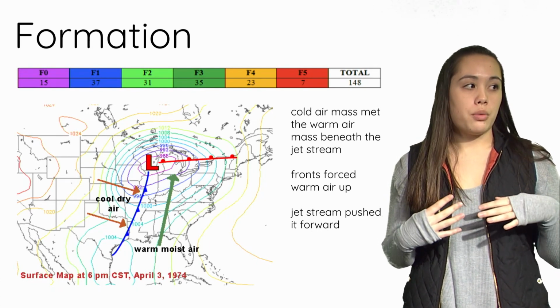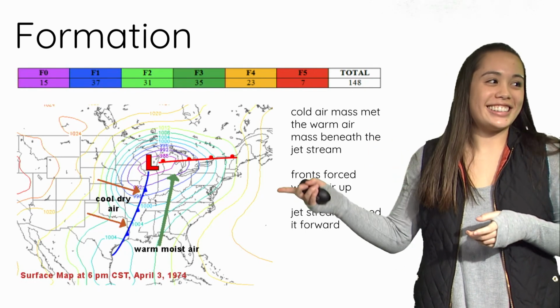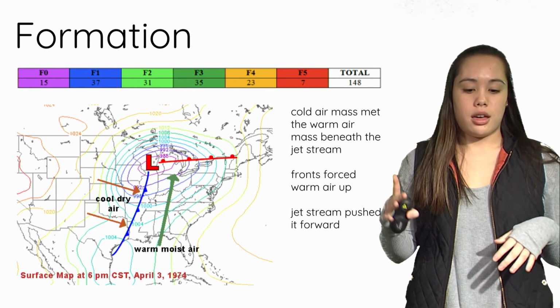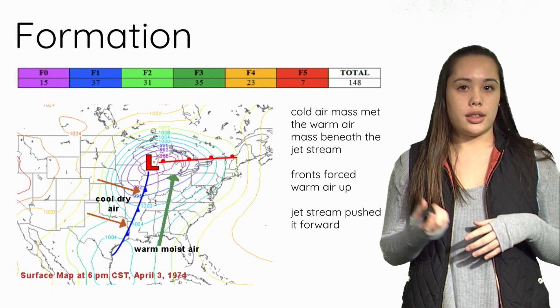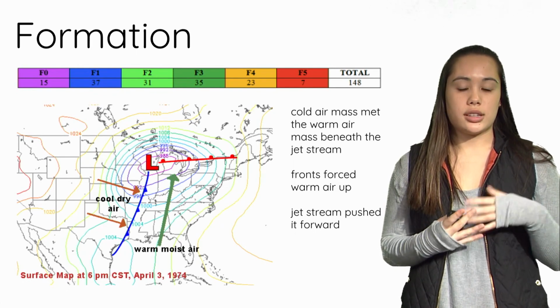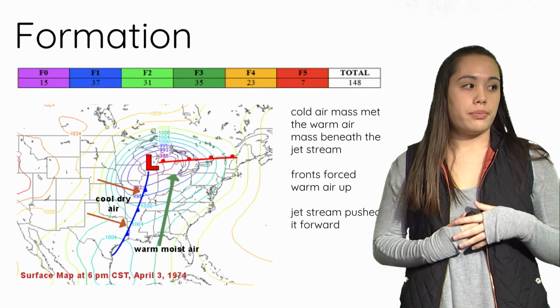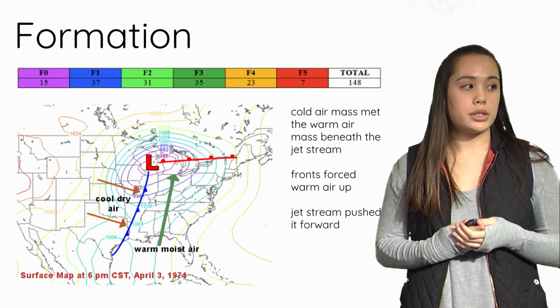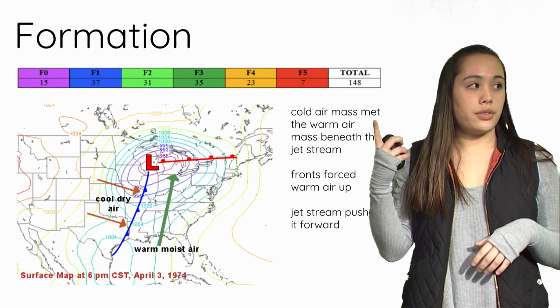And so the two fronts, a cold front and a warm front, as you can see there, met. When they met, the warm air rose up, and this created really good conditions for a bunch of tornadoes, and because the jet stream was so intense, it pushed it all forward, and so that's why so many tornadoes formed.